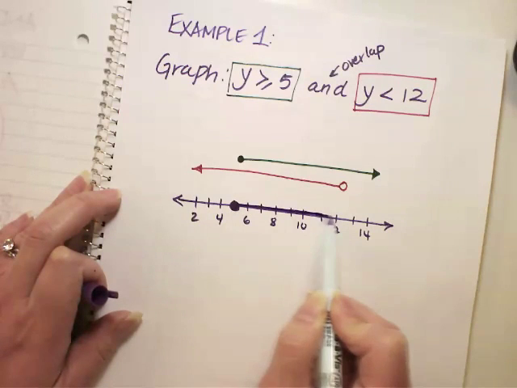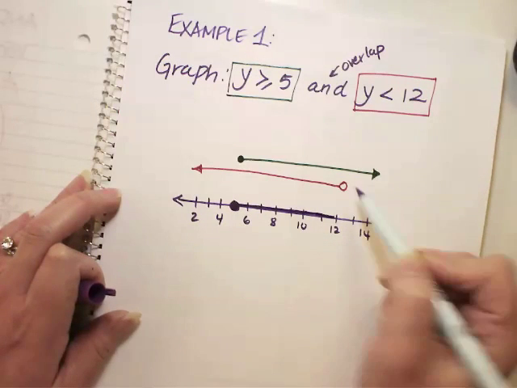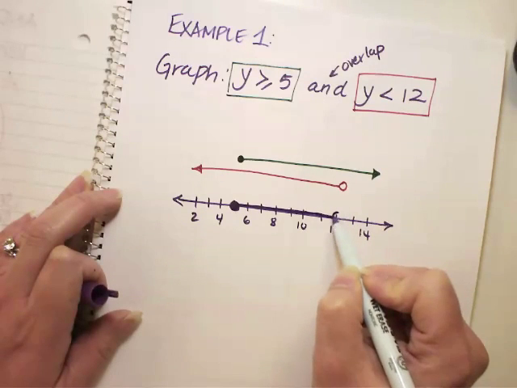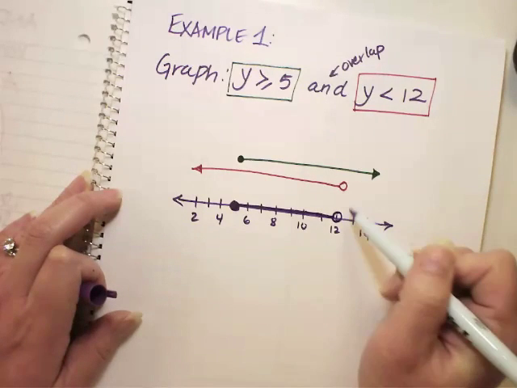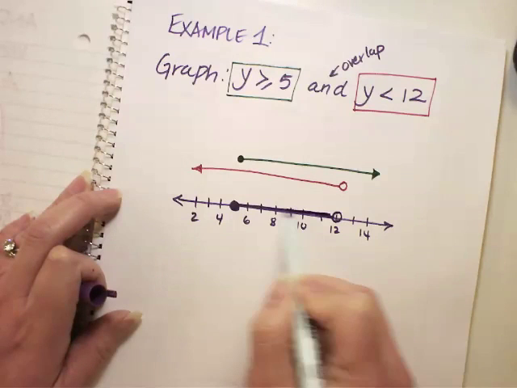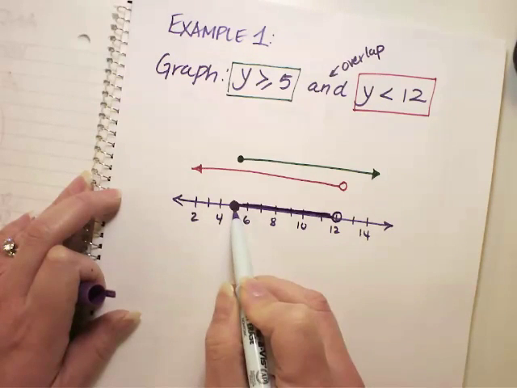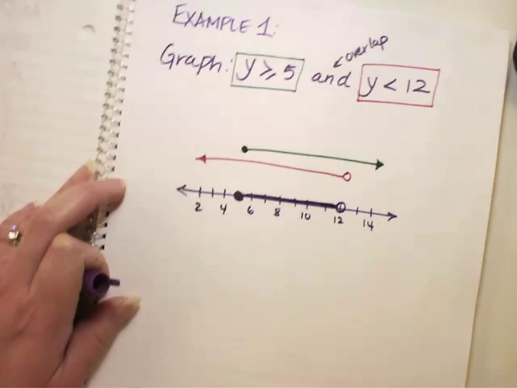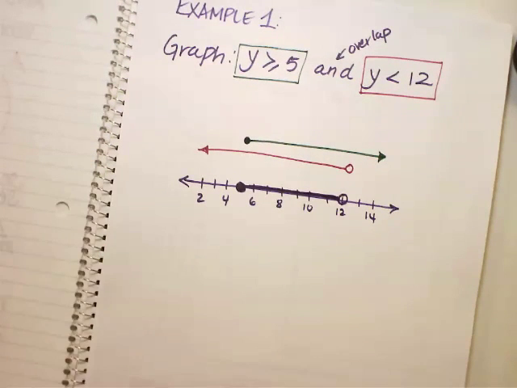And then it looks like it stops right before the 12 because 12 is open. So what I'm going to do is add the 12. I'm going to also copy the open because it can't include 12. It's not equal to 12. It can only go up to it. So notice that it's in between the 5 all the way to 12, but not including 12. Okay? So this is how I would write my solution set for this.